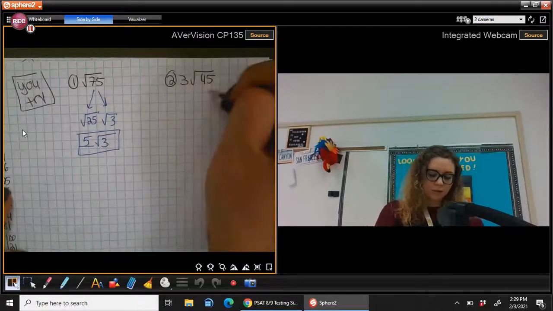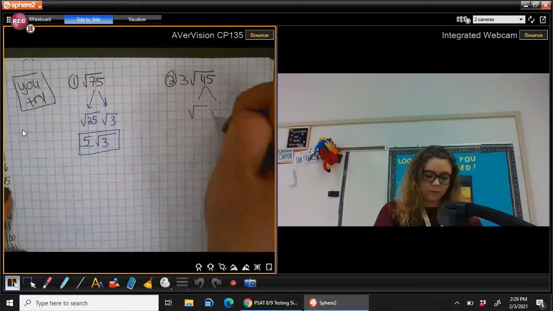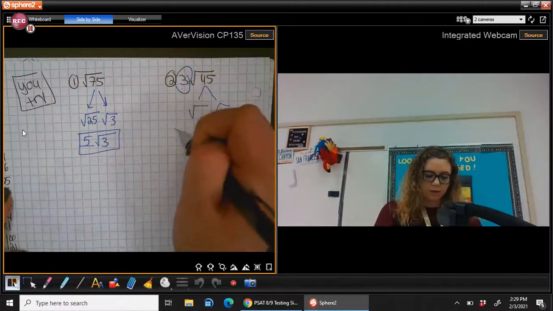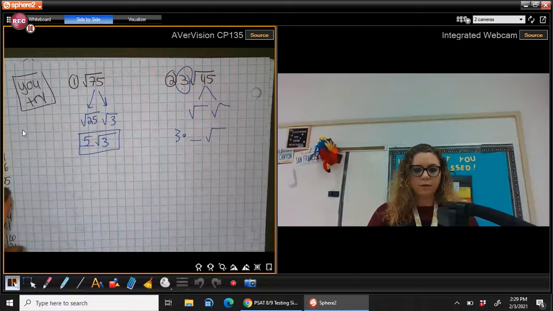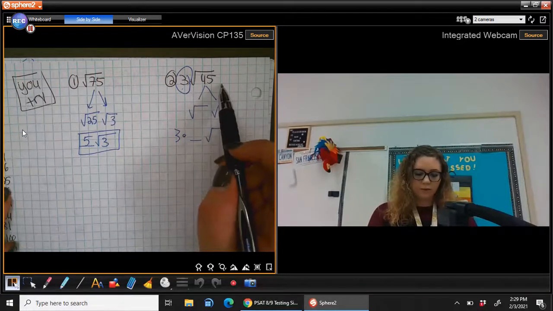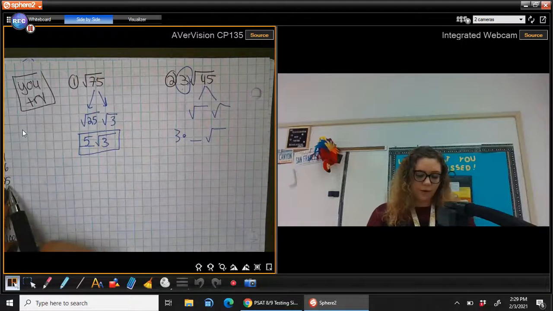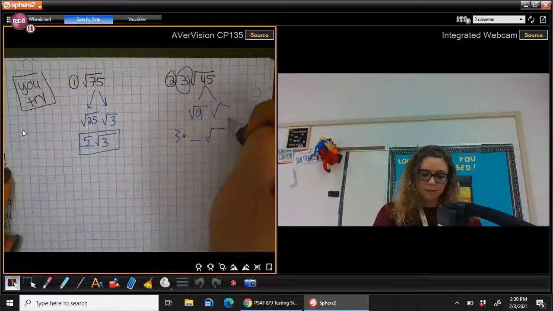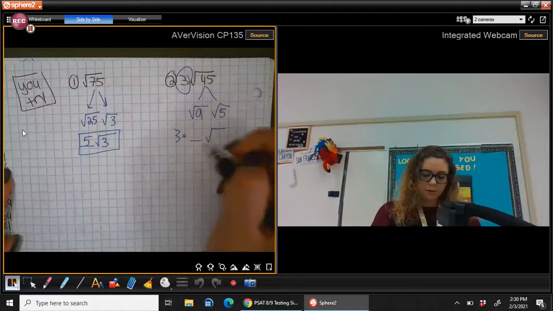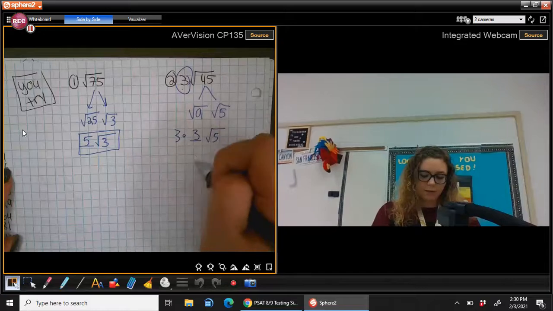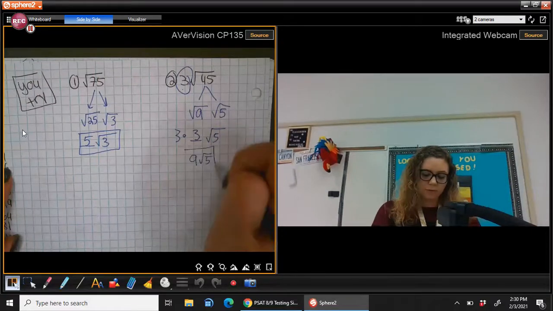Okay, this one, focus on. And I'm going to go ahead and bring down my 3 just so I don't forget it. Okay, so 45. What would go into 45 evenly? 25? Nope. 16? Nope. 9? Yes. How many times? 5 times. Square root of 9 is 3. I'm left with 5. 3 times 3 is 9. And then I have my square root.